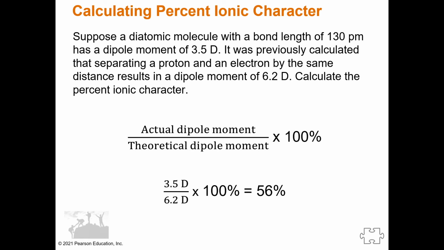So let's do that now by using the information from the previous problem. We have a diatomic molecule that has a bond length of 130 picometers. It has an actual dipole moment of 3.5 debye. The theoretical dipole moment is 6.2 debye. So what is the percent ionic character? Well, we take the actual dipole moment and divide it by the theoretical, multiply by 100, and we get 56% ionic character.